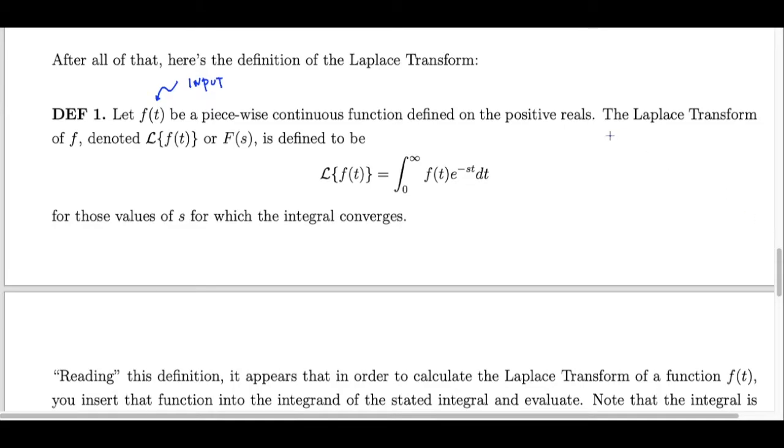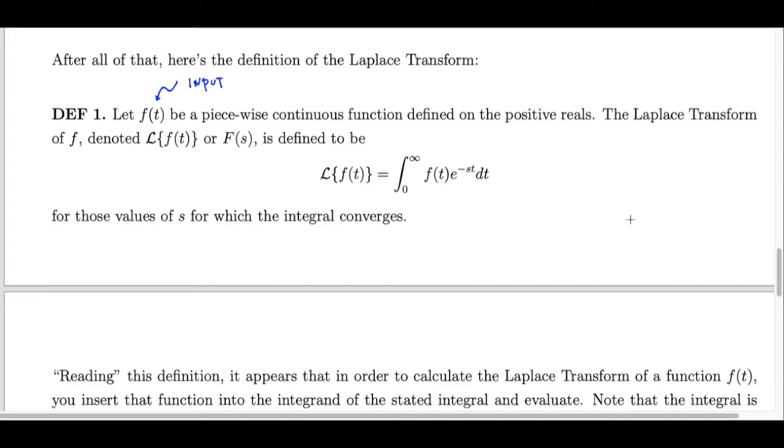So then the Laplace transform of such a function, which is denoted this way, where the L operator is applied to f of t, or we'll denote it by capitalizing the letter which represents the name of the function, is given by this formula here. So I'm going to take my f of t, input it into this integral, and then evaluate.